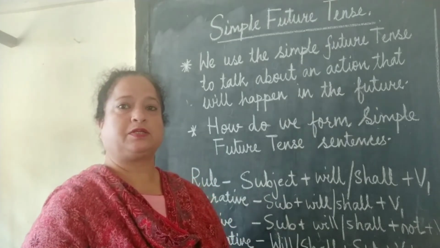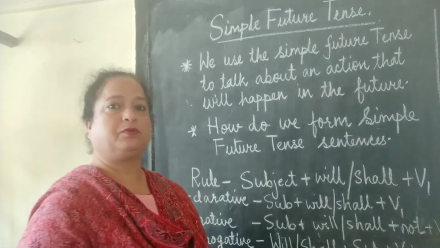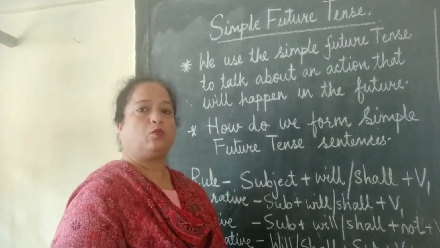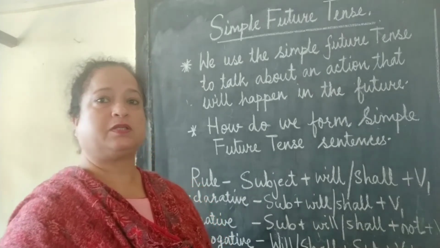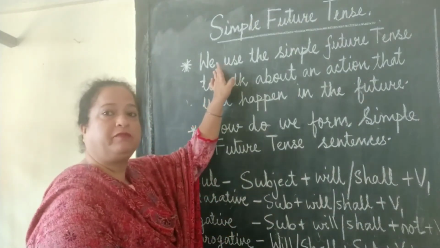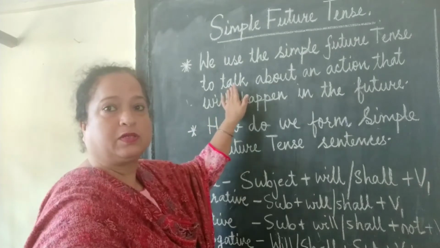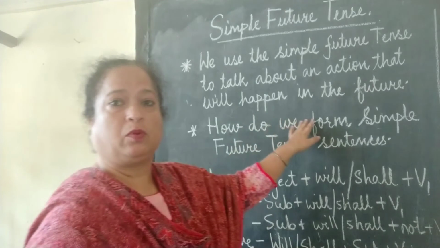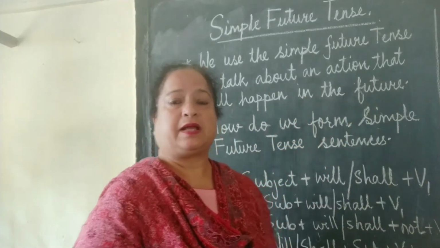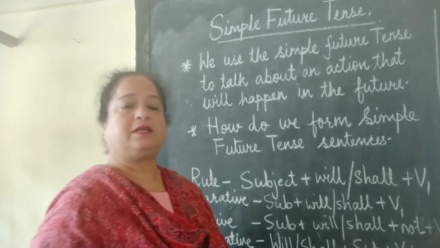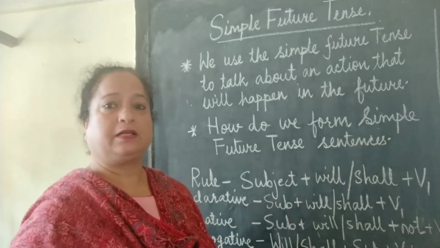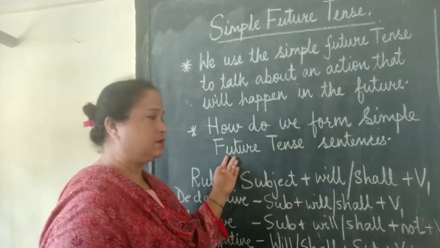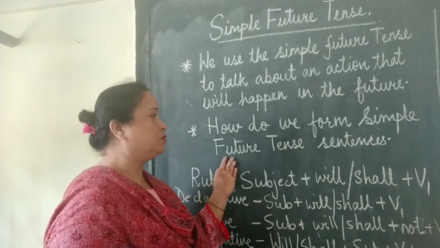Today children we are going to start with a new chapter, that is the simple future tense. So let us understand how we form sentences and what is the use of a simple future tense. We use the simple future tense when we need to talk about an action that is about to happen in the time to come or in the future. That means that action hasn't taken place, but it will take place or it shall take place in the time to come. So how do we form sentences using the simple future tense?